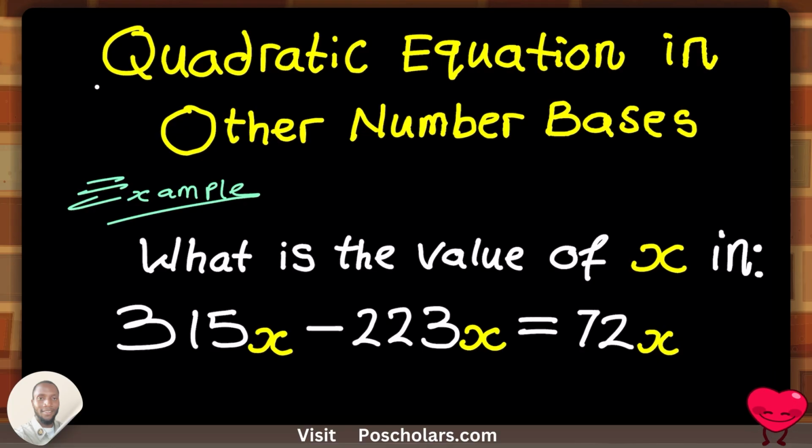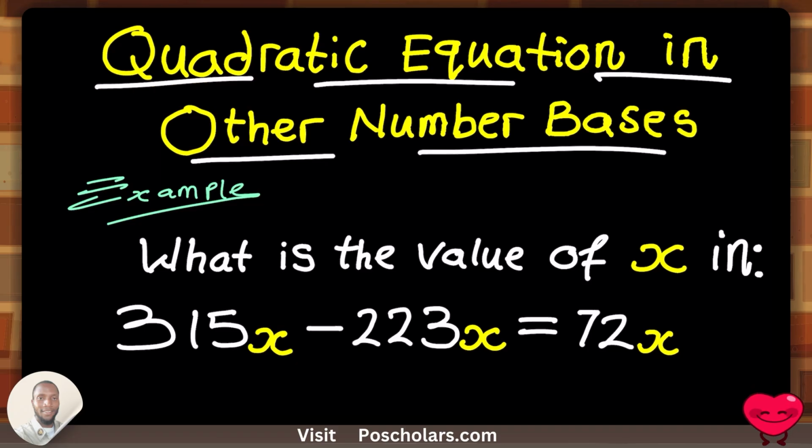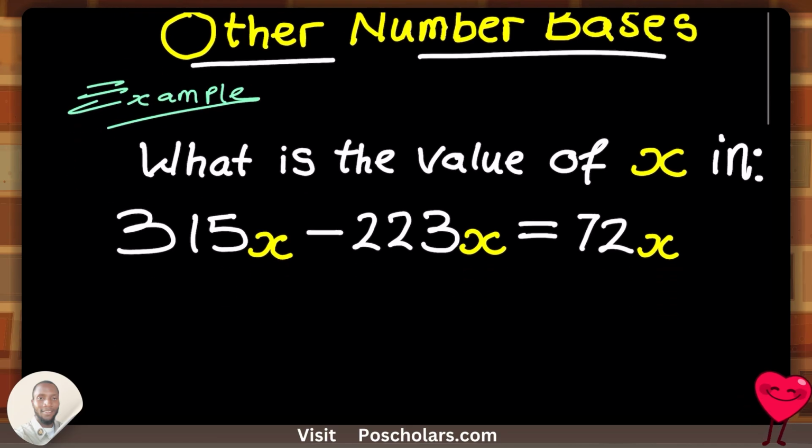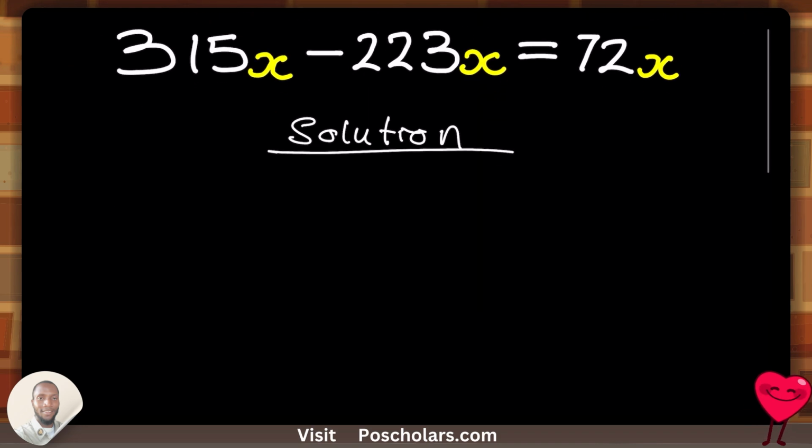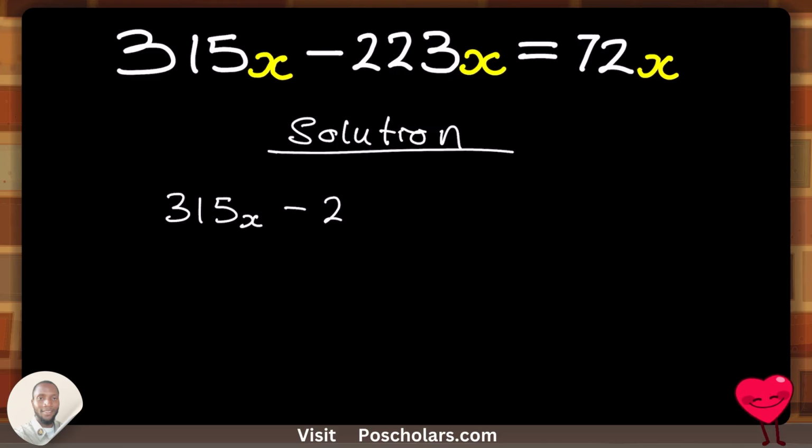So the title of this video is Quadratic Equation in Order Number Basis. And we have just one example we are going to solve. The example says, what is the value of x in 315 base x minus 223 base x equals 72 base x? So we start by writing solution. Next, we write down the question, which says 315 base x minus 223 base x equals 72 base x.